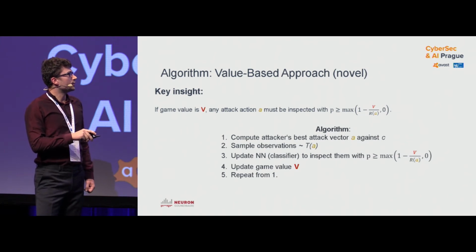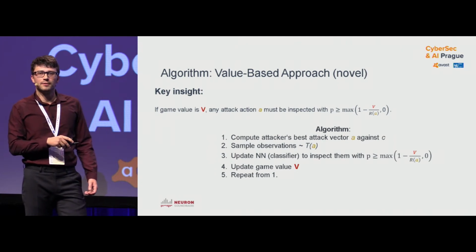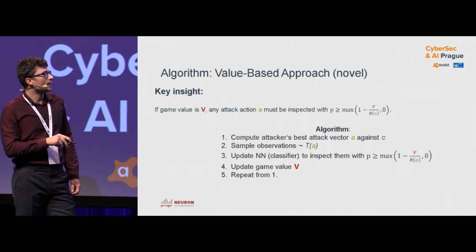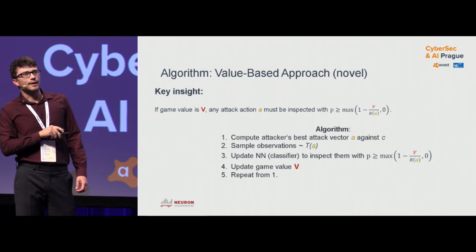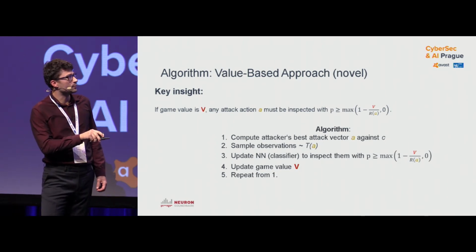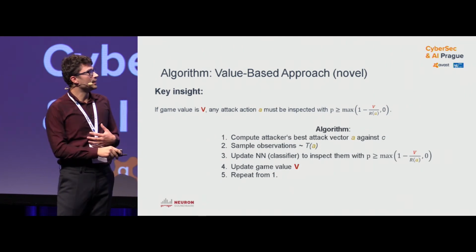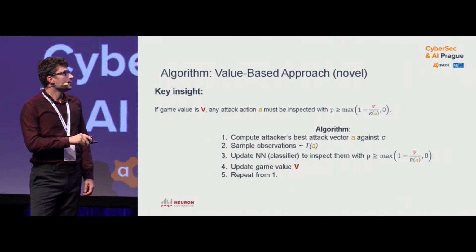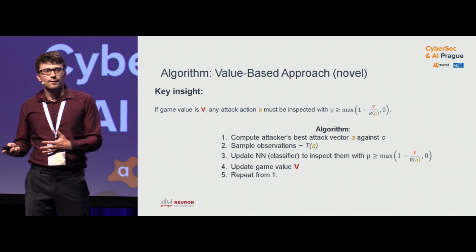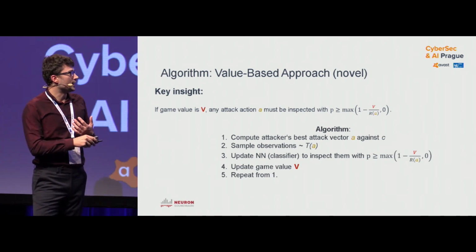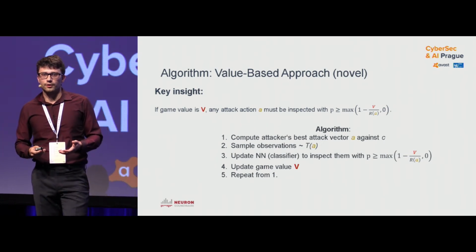And so our algorithm does the following steps. It computes the attacker's best response action against our initial random classifier. Then we sample many observations from the observation function, and we know that on average, those observations we should inspect with this probability. So we train a neural network to inspect all those observations on average with this probability. And then, based on the error of the neural network, whether it was able to train well or not, we update the value of the game. And then the whole process repeats until the algorithm converges.